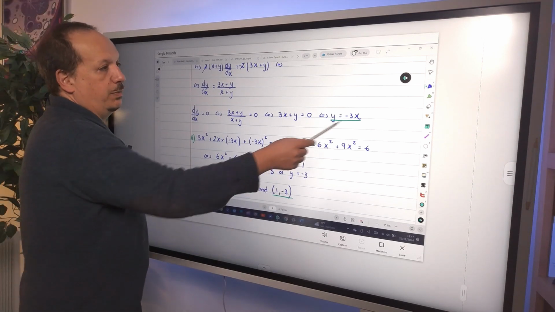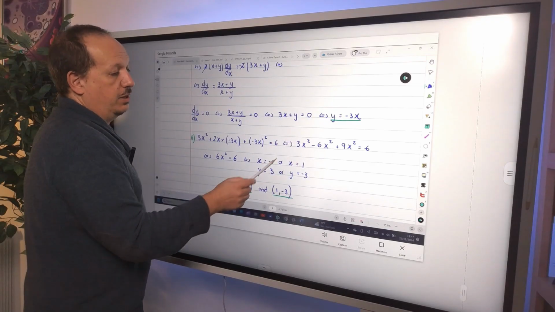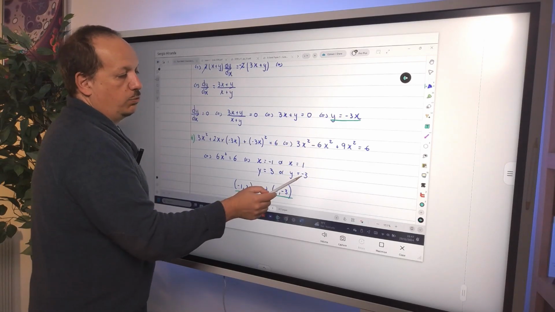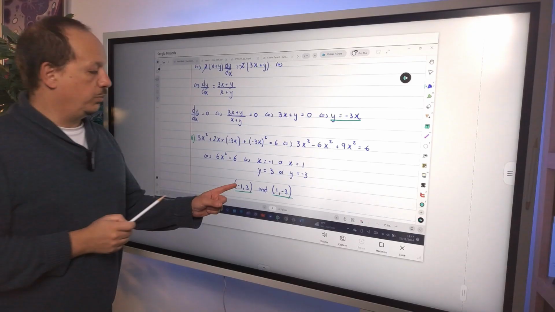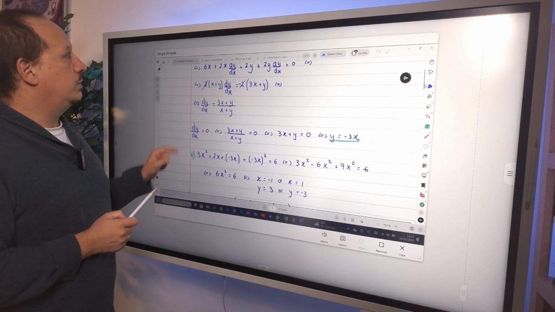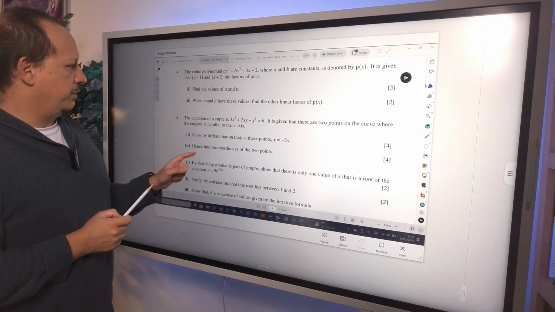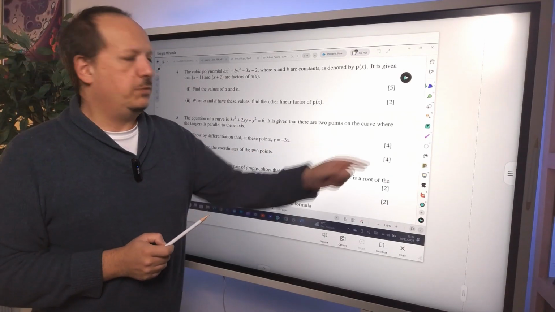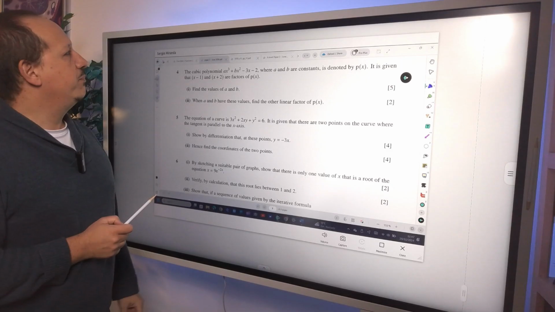When x equals minus 1, the y equals 3. When x equals 1, the y equals minus 3. So the coordinates of the 2 points are minus 1, 3, and 1, minus 3. All right? Let me see how many points you had for this question. 8 points. Okay? Next question.